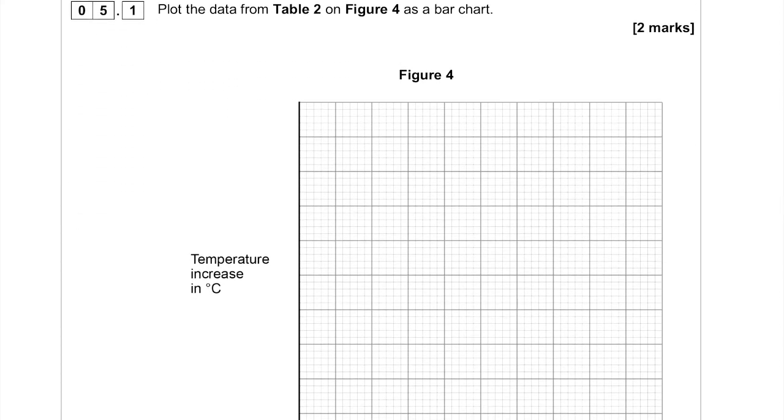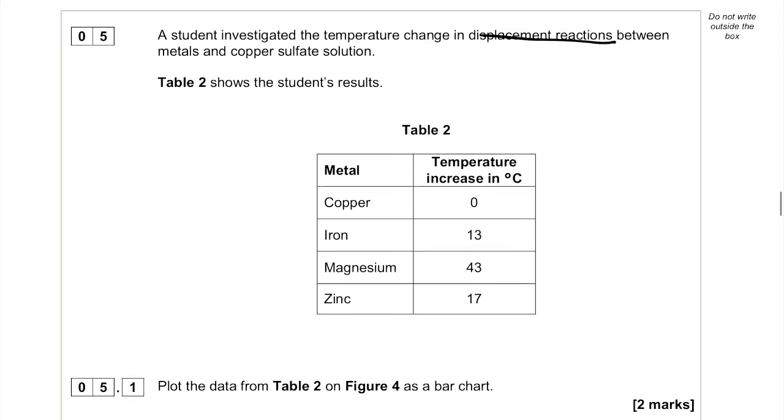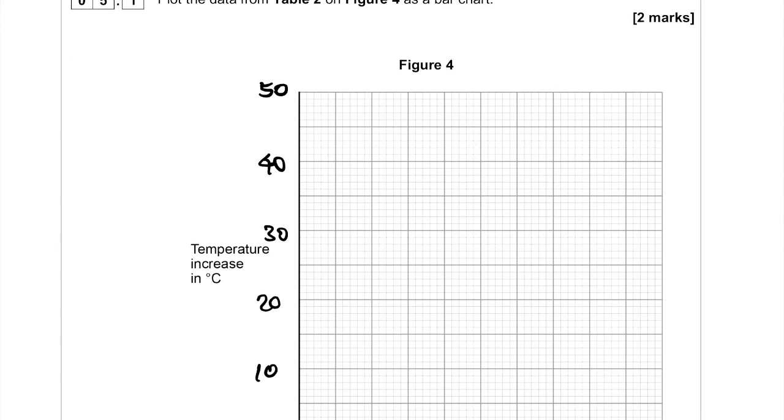So we have 1, 2, 3, 4, 5. So we can say 50 is here, 0 is here in terms of increase in temperature. It's 40, 30, 20, 10. Now metal, we have the 4 kinds, so I'll just say copper, iron, magnesium, and zinc.